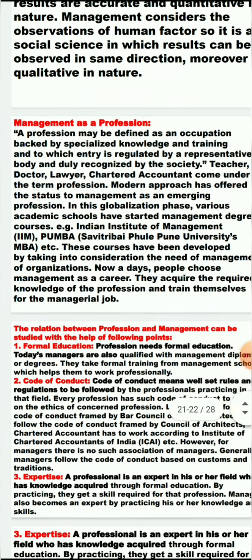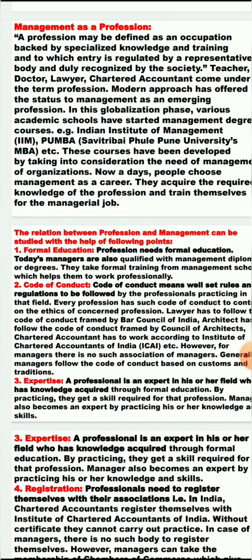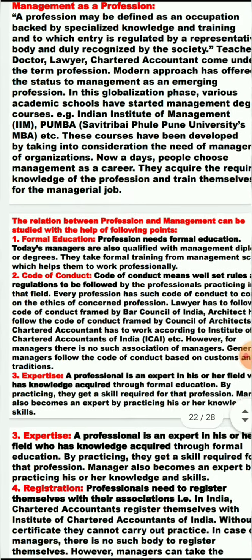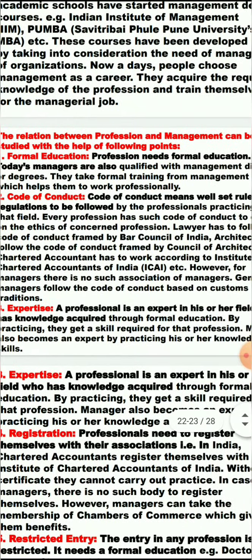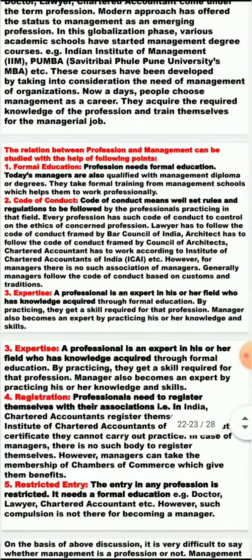Now we will see the next point, that is the relationship between profession and management, children. Now see, the first relationship of profession is formal education. Formal education, children, means what? A professional person needs formal education. So today's managers are qualified with a management diploma or degree. They may take a diploma or they can do degree courses. So they take formal training from management schools, which helps them to work professionally, children. Now see, what is the first point? The relationship between profession and management we are studying.